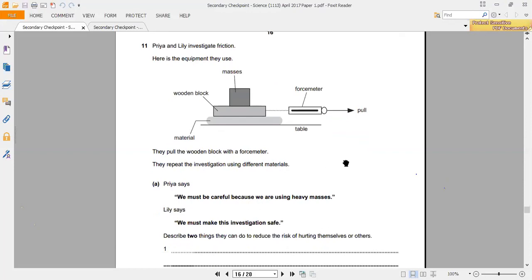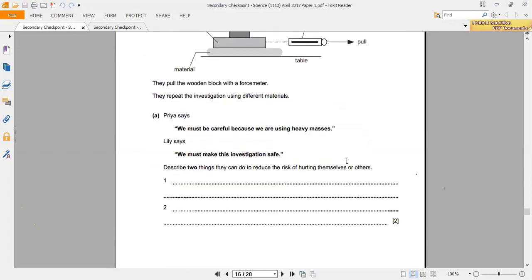A, Priya says we must be careful because we are using heavy masses. Lily says we must make this investigation safe. Describe 2 things they can do in order to reduce the risk of hurting themselves or even others. And you're going to be graded out of 2. So you have to mention 2 accepted valid marking points.